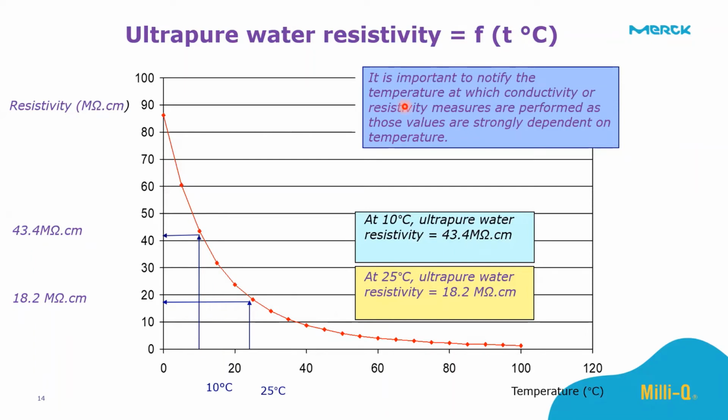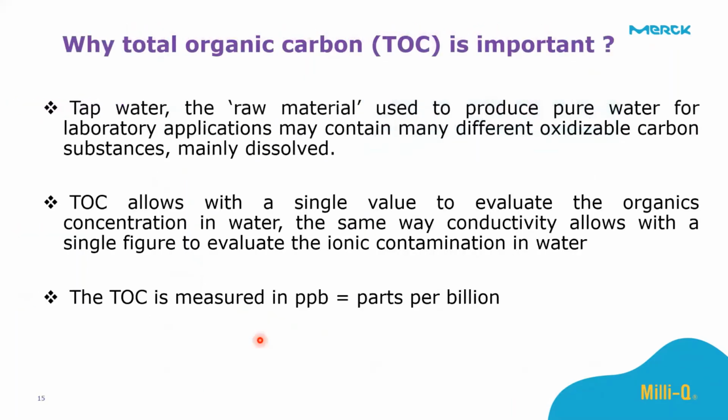So just to underscore this, it's important to note the temperature at which conductivity or resistivity measurements are performed, as those values are strongly dependent on temperature, as can be seen on this graph here. And the water purification system normally should be able to show you the resistivity of the water that is being produced at a glance when you check the user interface.